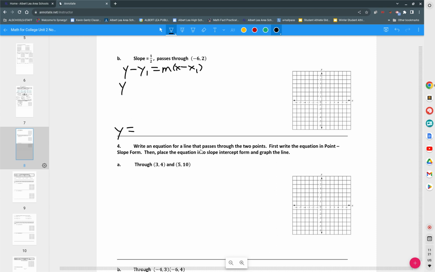You should have y minus, or excuse me, y minus 2 is equal to 1/2 times x plus 6.